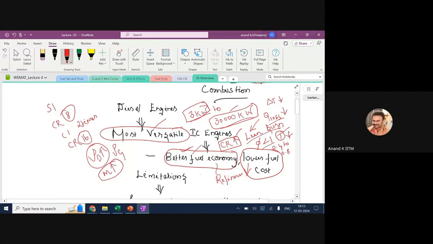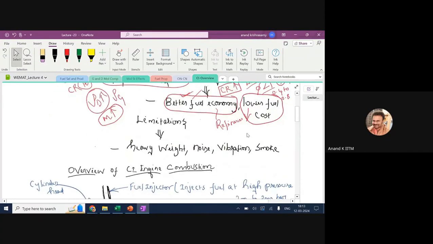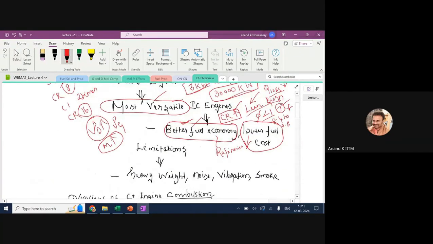Nevertheless, you have limitations also in this category of engine. So these are the limitations of this particular category of IC engine. Diesel engines are heavier compared to SI engines. SI engines are always compact compared to diesel engines. Why is it heavy?